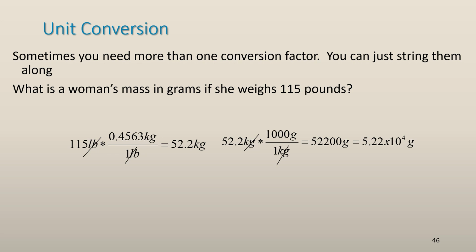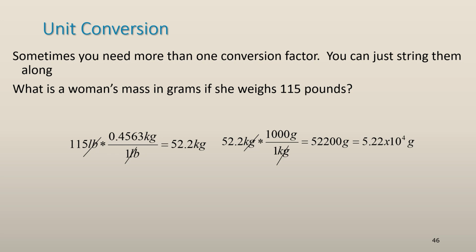Notice in terms of significant figures, we don't know if those zeros are significant or not, but since we started with 3 significant figures, we should only end with 3. So these zeros are not significant. This is probably an okay answer, but to be absolutely sure that you only have 3 sigs, you can convert it to scientific notation. So you can see 5.22 times 10 to the 4th.